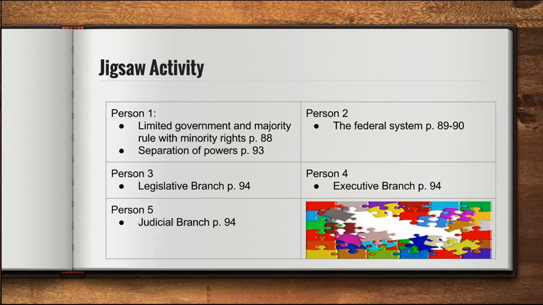So not just reading quotes from the book, not just copying stuff from the book word for word and telling that to their group, but really summarizing it, putting it into kid-friendly language, breaking it down so people understand what the legislative branch does, for example, or what the federal system means.